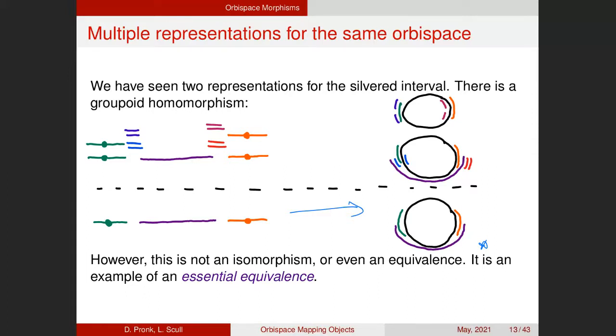And so that's possible, but going back won't work because I would have to break spaces, and we don't do that in topology. So we have to look a bit more carefully at what kind of map this is. It's obviously not an equivalence yet, but it is what we call an essential equivalence. So let me tell you what an essential equivalence is.